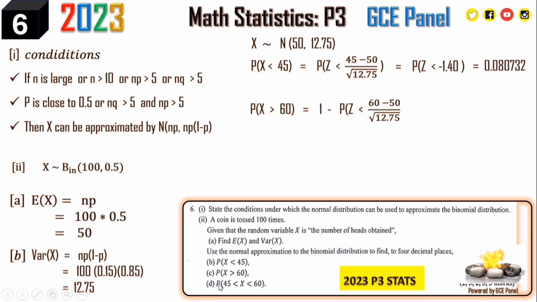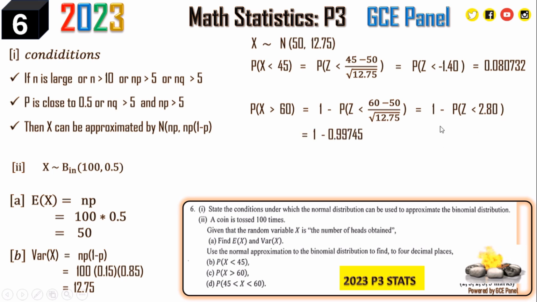Now, the probability of X greater than 60 will be equal to 1 minus the probability of X less than 60. And using the z, we are going to have 1 minus the probability of Z less than 60 minus 50 over root 12.75. That will give us 1 minus the probability of Z less than 2.80.